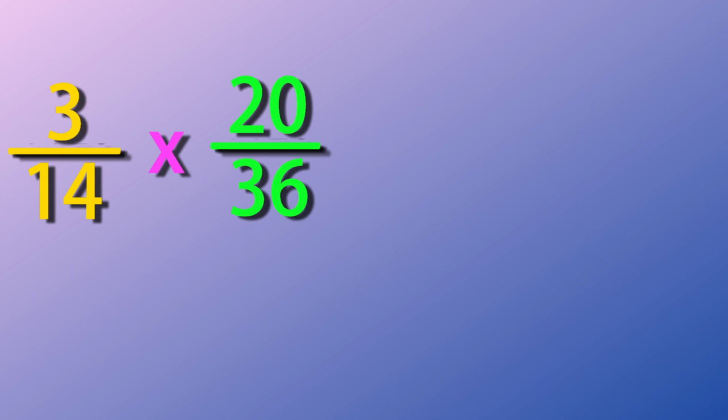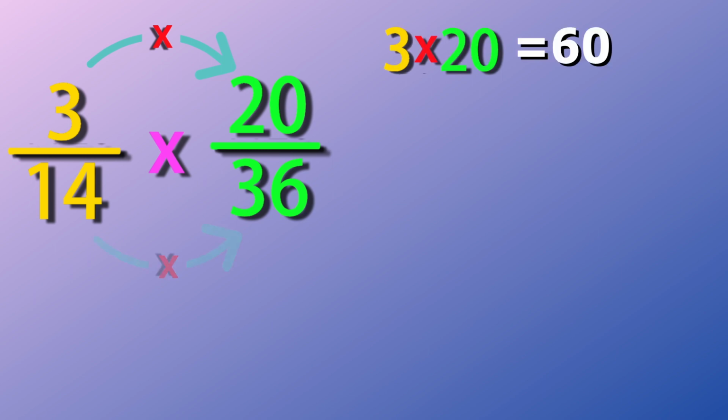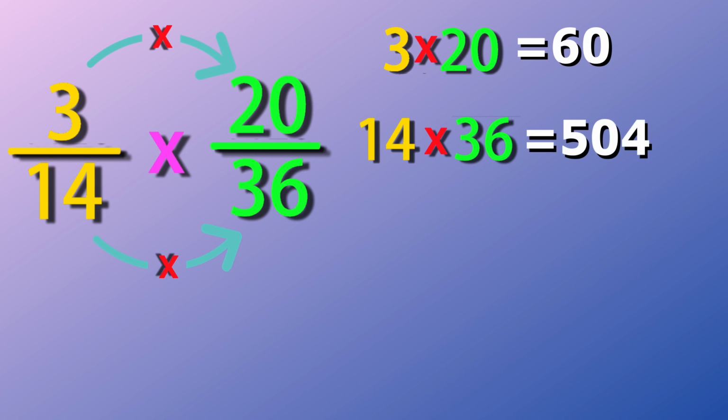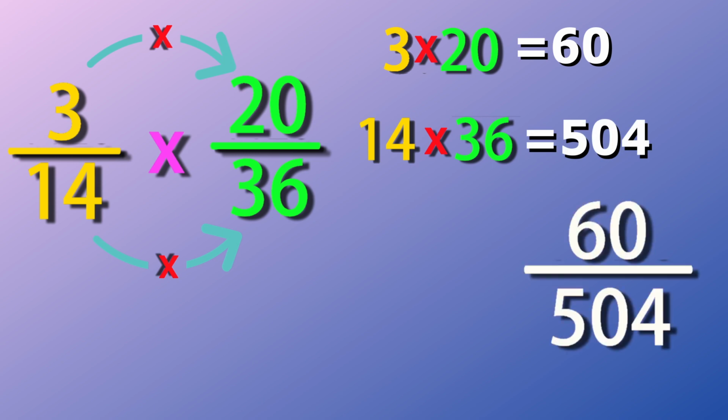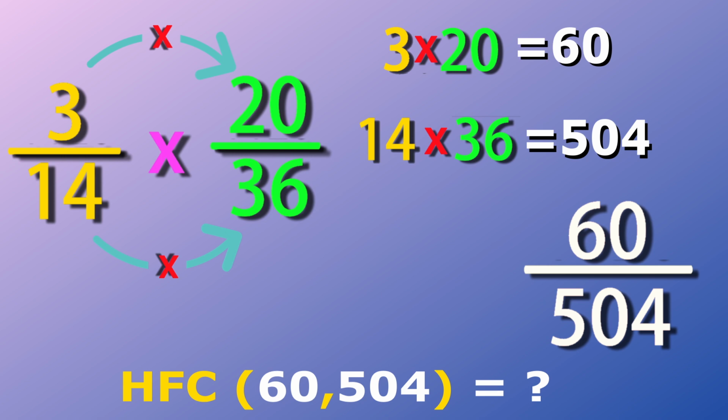3 over 14 times 20 over 36. Here, multiplying horizontally, you get a new numerator, 3 times 20, that equals 60. And a new denominator, 14 times 36, now that's far from easy. It actually equals 504. Your new fraction is now 60 over 504. But you still haven't finished yet. You need to simplify the fraction, and that means finding the highest common factor of both numerator and denominator, and that's not easy either. We'll come back to this example later, but for now, let's try something easier.